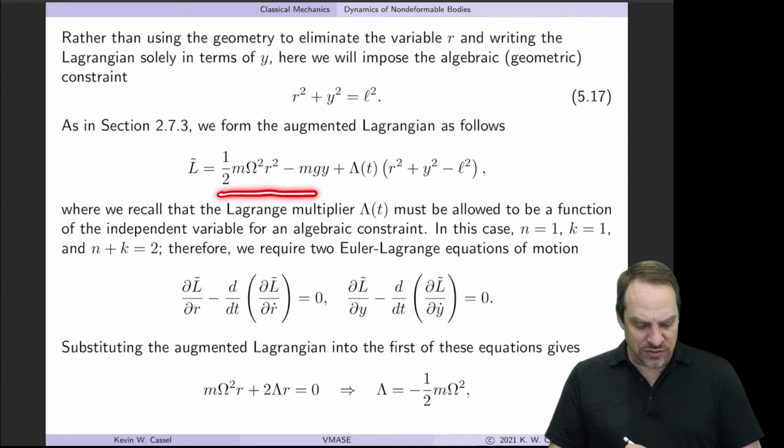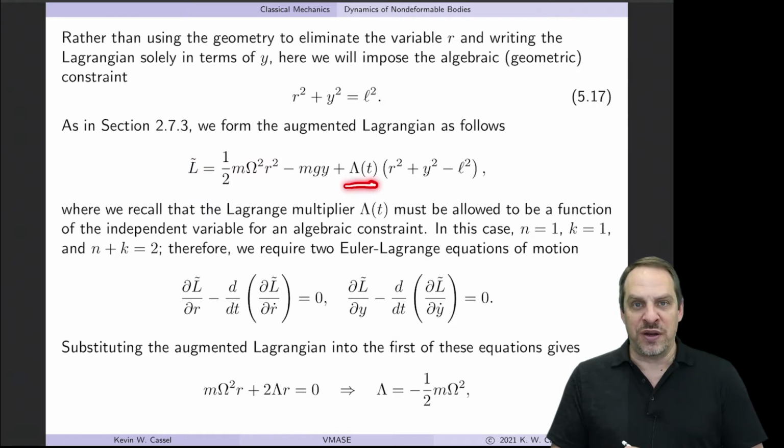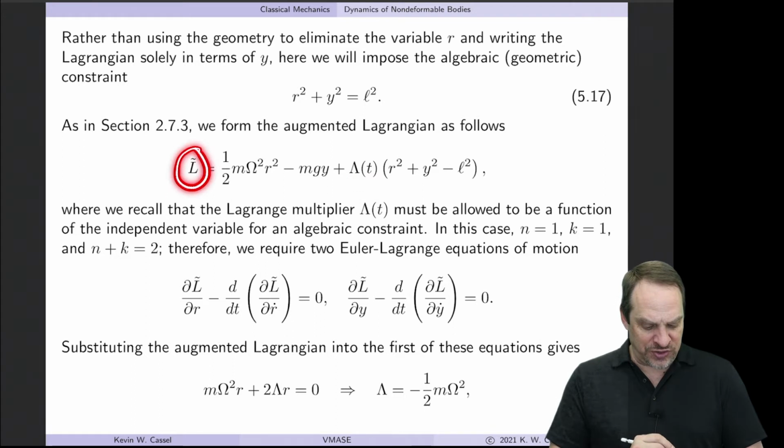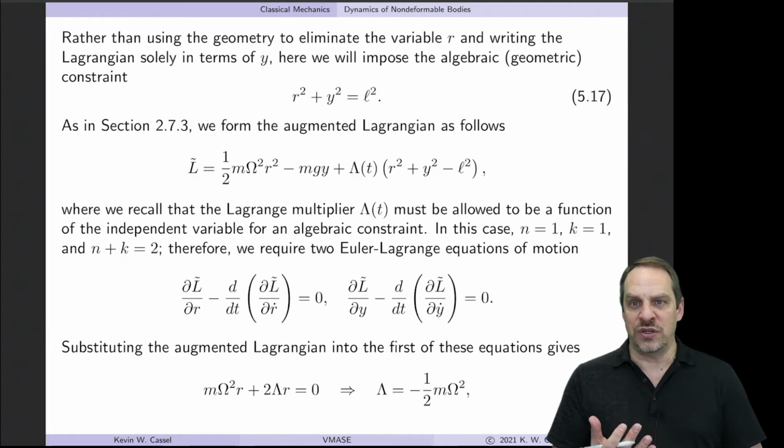So here's our L = T − V, and then the augmented Lagrangian is the Lagrange multiplier capital Lambda times the constraint. Now remember, because this is a geometric or algebraic constraint, we have to allow for the Lagrange multiplier to be a function of our independent variable, in this case time. So now we have L tilde, our augmented Lagrangian, and now we just follow through like we normally would.